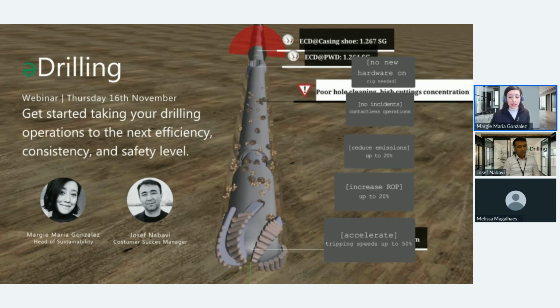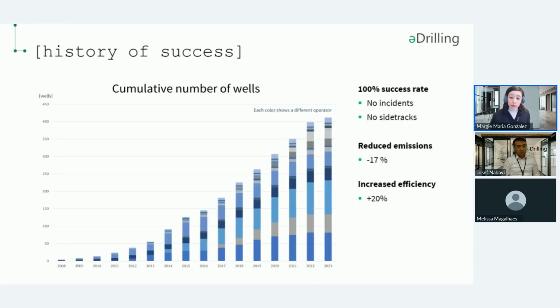So, a quick introduction to eDrilling. We are a company with more than 2 decades of experience in developing software solutions for the whole life cycle of well construction. Since 2008, our software has been deployed on close to 500 wells with great success. We have had until now 0 incidents, zero non-geological sidetracks, 20% and more in efficiency gains, and last but not least, a minimum of 17% less carbon emissions.